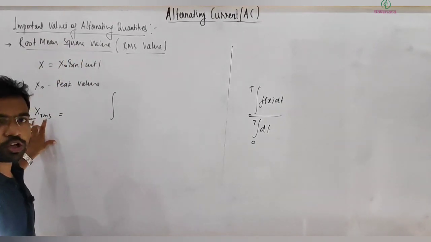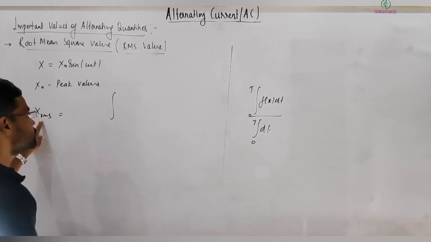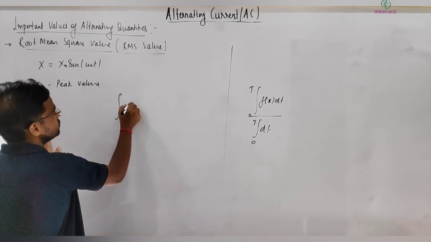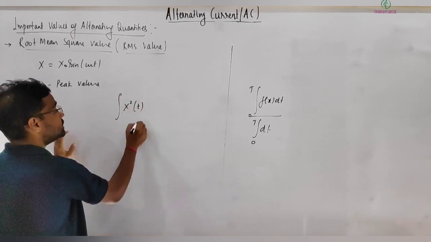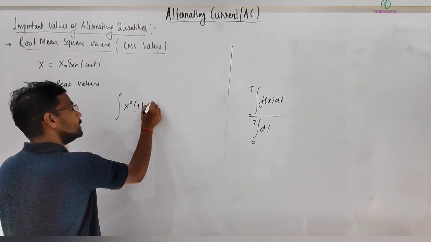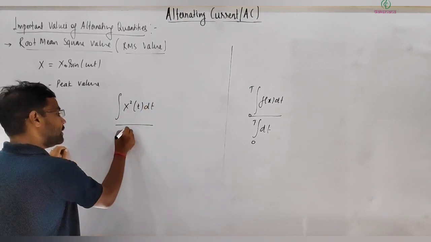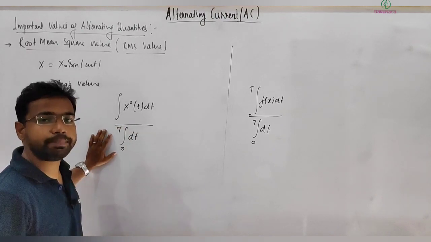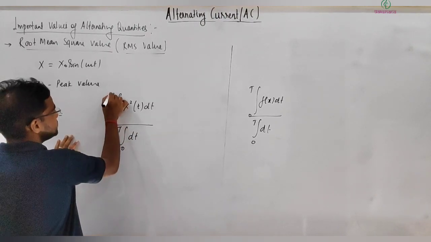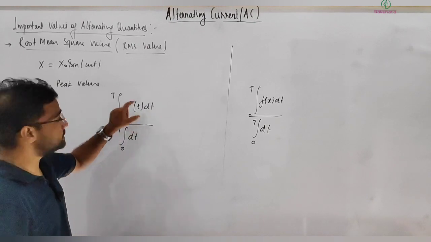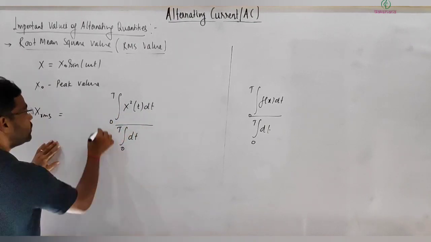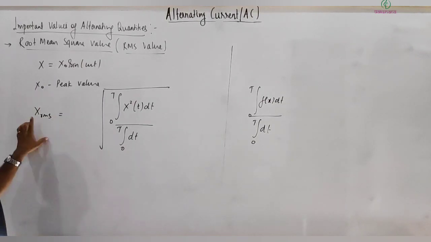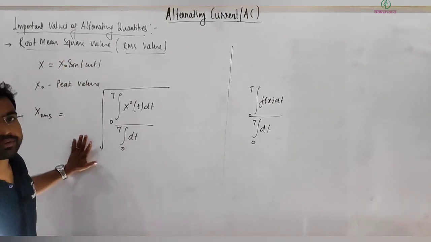So this means mean of square and root of that. Mathematically, it is equal to the mean of square, so the integral of x square t into dt, divided by the integral of dt, and here we calculate it for a complete cycle. This is the mean of square, and the root of this complete quantity is termed the RMS value, or root mean square value, right?